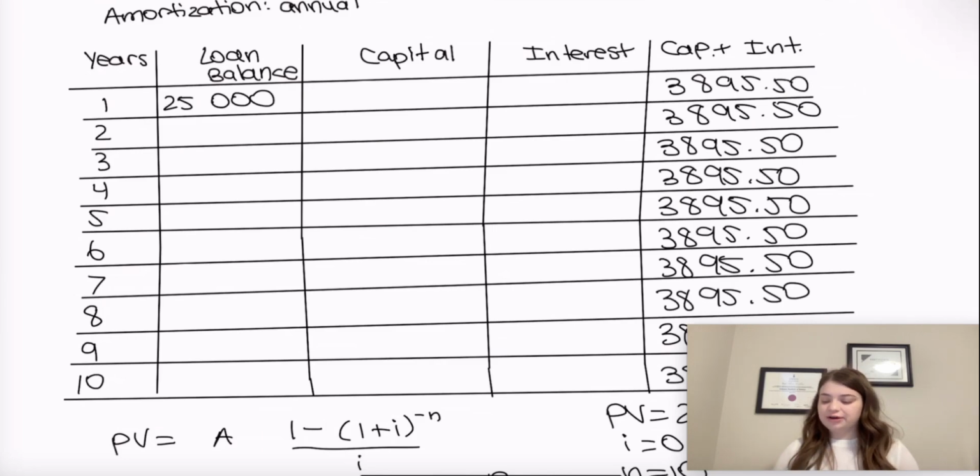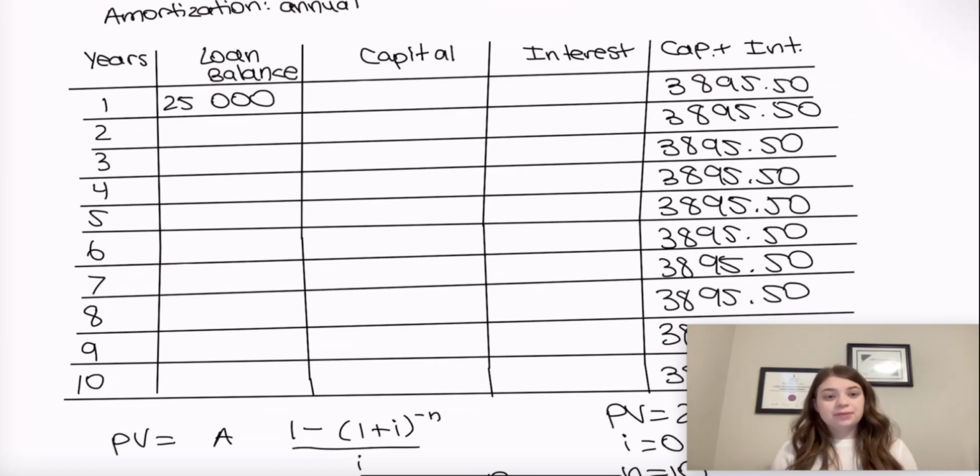And sorry, I should clarify, when I say in the first years we'll be paying mostly interest, it's not necessarily that the vast majority of $3,895.50 is going to be interest, but it's going to be more interest. We're going to be paying the most interest in the first year out of all the years. And then the second year, we're going to be paying a bit less interest and more is going to be left for capital, and so on.